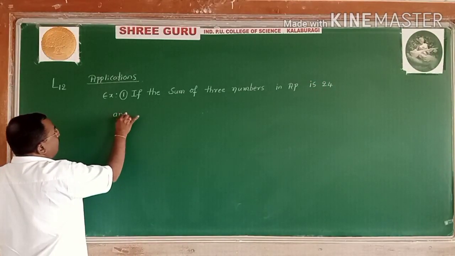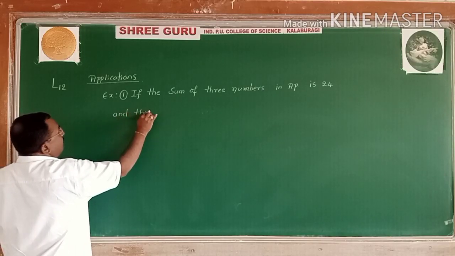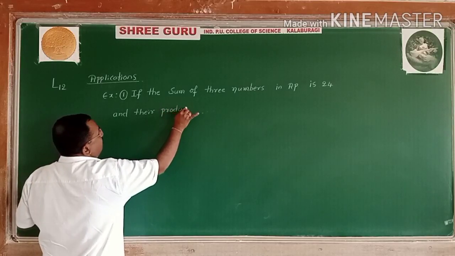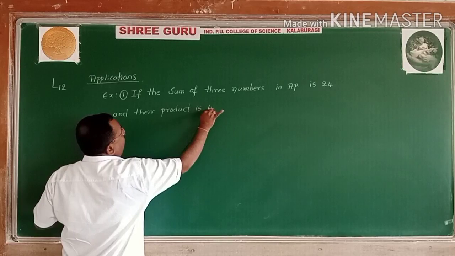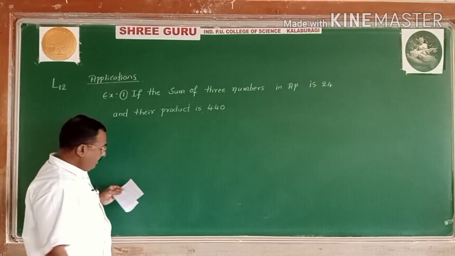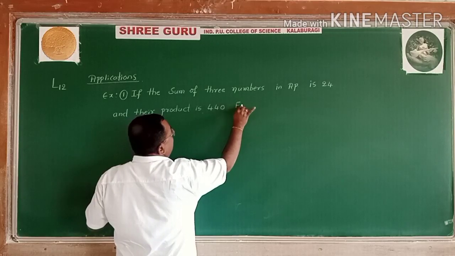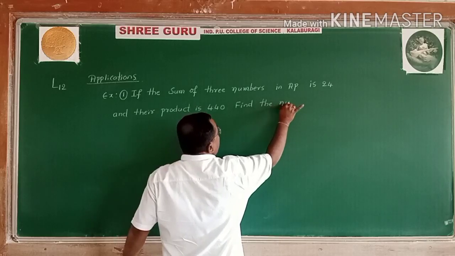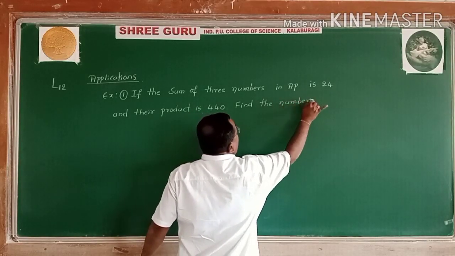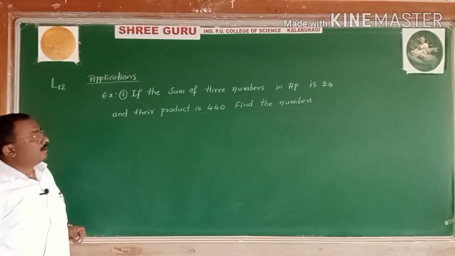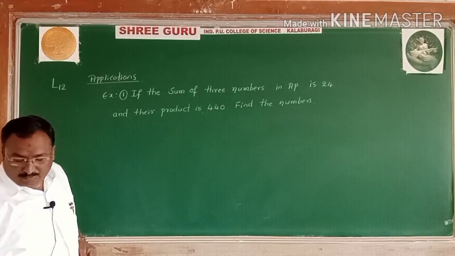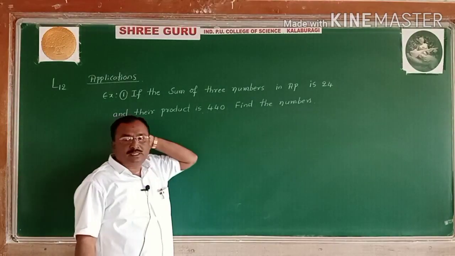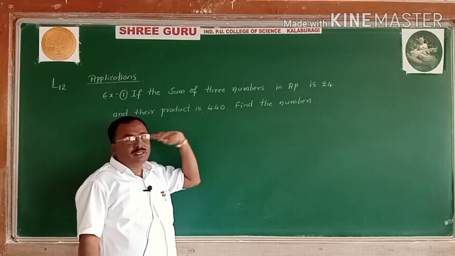and their product is 440, find the numbers. Here we find the numbers. There may be AP numbers, GP numbers or HP numbers. Here AP is asked in this application.